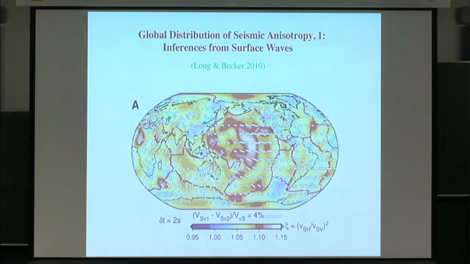Just a couple of maps to show you the distribution of seismic anisotropy over the Earth's surface. This is from Long and Becker, 2010, and the white bars are the magnitude of azimuthal anisotropy, the anisotropy that depends on the azimuth of the surface wave. You can see also some gray bars here that are very hard to read.